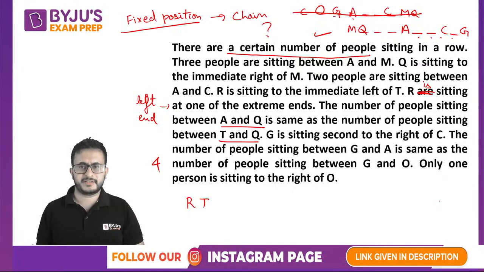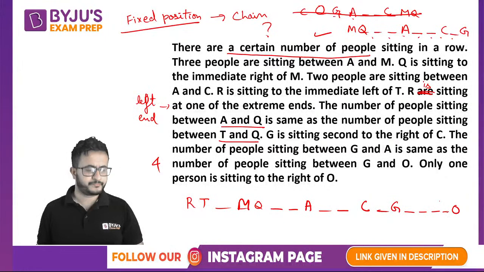Now we will use this part that A and Q and T and Q. So in this case, A and Q, 2 people in between. So T and Q, 2 people in between. So this will be T and Q. Now we know that M is sitting here. So this will be M Q. And then 2 people, then A, then 2 people, then C, then G. And the number of people between A and G is 4, right? So same is G and O. So 1, 2, 3, 4, then O. Okay, and there is only one person sitting to the right of O. So this is some person, right? We do not know the name of that person, but there is one person.